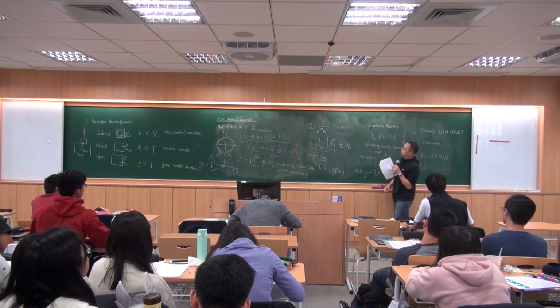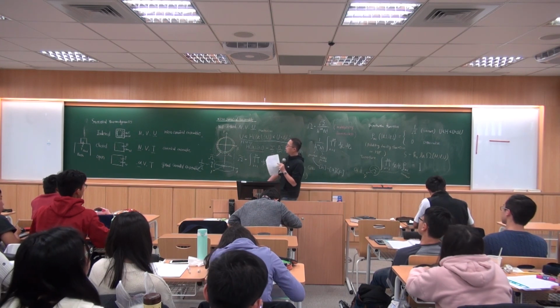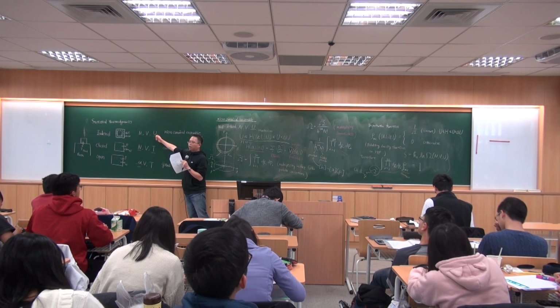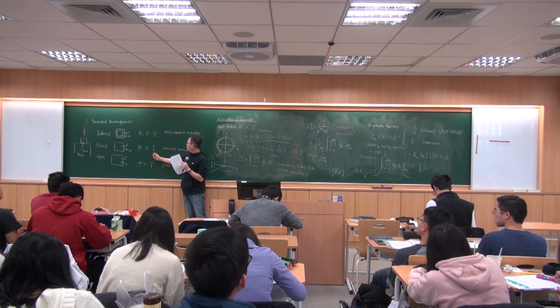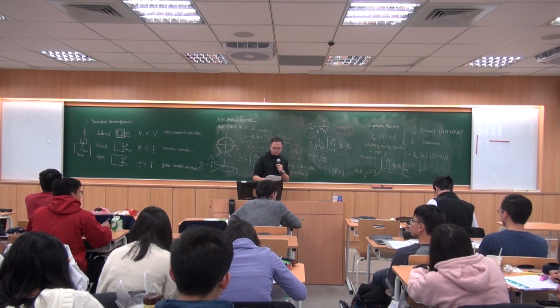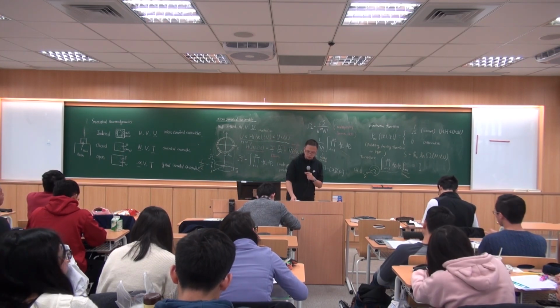So for next time, we're going to talk about the canonical ensemble, which means that U is not confined anymore, and instead temperature is the quantity that will be confined. So for next week, we're going to talk about that.